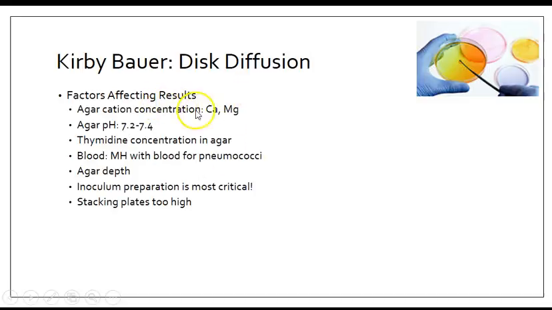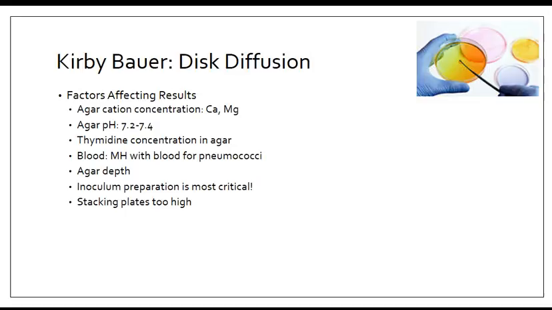Okay, the factors that affect the Kirby-Bauer results. The agar cation concentration, especially calcium and magnesium, they can affect the tetracycline and the aminoglycoside results. A lot of these things are taken care of in the agar now because we order it from a company. This used to be important when people prepared their own agars, and they had to make sure that all of these things are okay. If the cation concentration is too high, you'll get a false resistance. If it's too low, you'll get a false susceptibility.